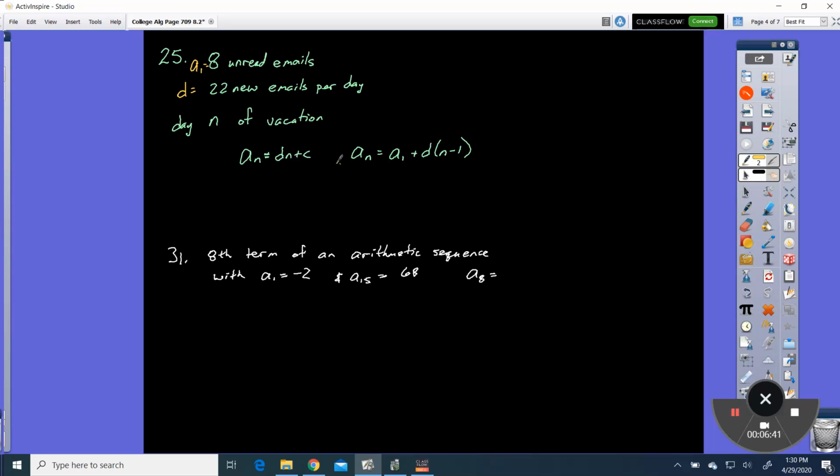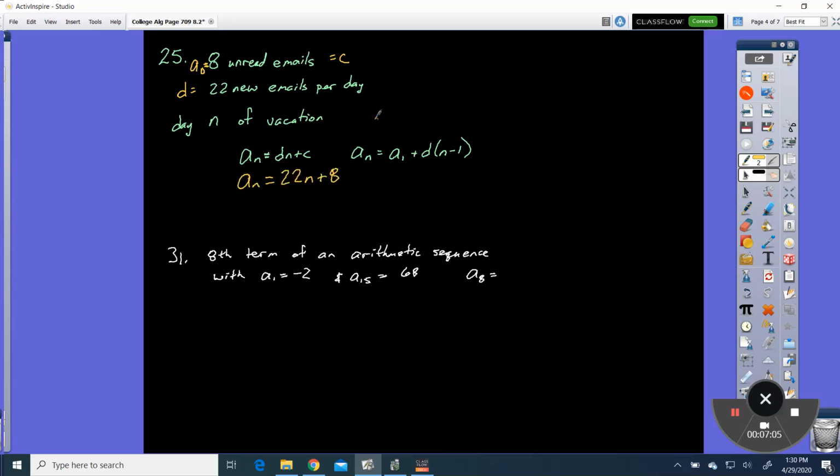Let's see, I better read it carefully. Jim has 8 unread emails in his inbox before going on vacation. So this isn't day 1. This is like the day before he leaves. Okay, so that's like our C right here. So a_n equals 22 new ones per day plus the 8 that he began with.